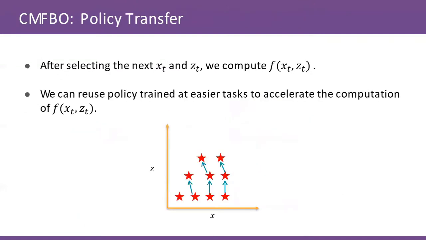After selecting x_t and z_t, we evaluate f(x_t, z_t). Given x_t and z_t, we can find an evaluated pair close to (x_t, z_t) from past observations. The policy trained at either task is transferred to the current task. In this way, we can further reduce the computation cost of f(x, z). The below picture shows the policy transfer process. X-axis and Y-axis represent hyperparameters and task difficulty respectively. Red stars are evaluated hyperparameters at different difficulty levels. The green arrows represent policy transfer.